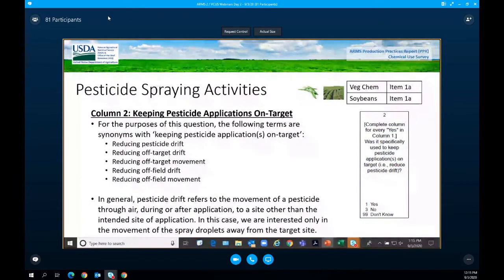You might be wondering what off-target movement is. Well, off-target movement of a pesticide will typically be referred to as drift, and that's when an application or droplets move off target, usually around the time of application. It's usually wind which is blowing the droplets around and causing them to not hit the weeds, which is where we want them to go.